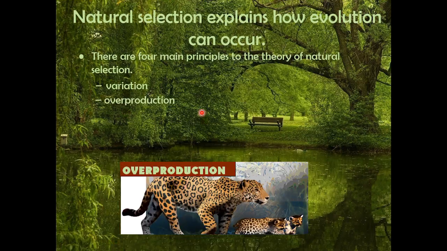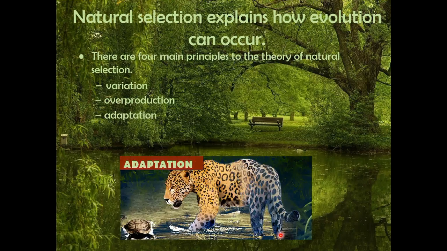Second is overproduction. Overproduction means that all organisms have more babies than will survive. Even people, not all of our offspring survive to adulthood. So some organisms will have lots and lots of offspring to counteract this, but then some organisms will still have a smaller number of offspring, and even of those, not all of them will survive. Some of them will live longer than others, and that's typically the ones that have the adaptations.